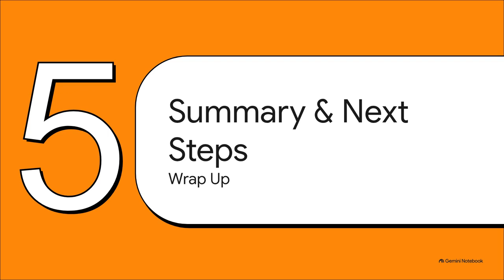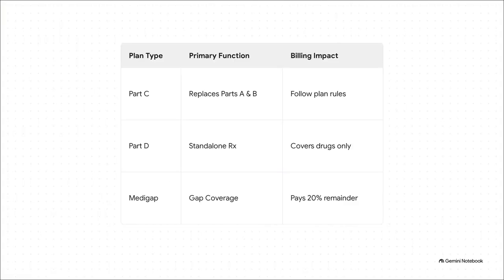Section 5, Summary and Next Steps. Let's quickly recap the critical distinctions we've covered in this explainer to make sure you've got these foundational rules locked down for your daily practice. To summarize our big three, Part C, which we often call Medicare Advantage, completely replaces traditional Medicare, meaning you have to follow the specific commercial network and authorization rules. Part D is exclusively for pharmacy prescriptions. It won't pay your medical claims, so be ready to educate your patients. And Medigap, that's your true secondary supplement, existing specifically to pay the 20% medical coinsurance that original Medicare leaves behind.